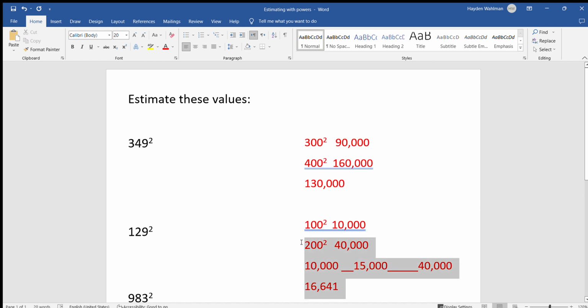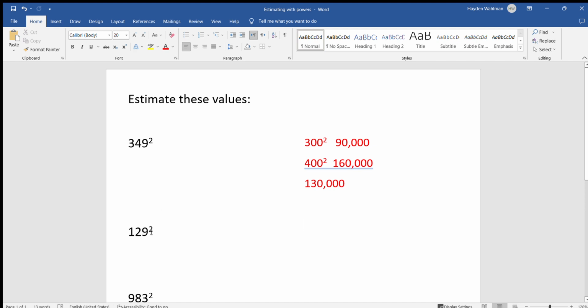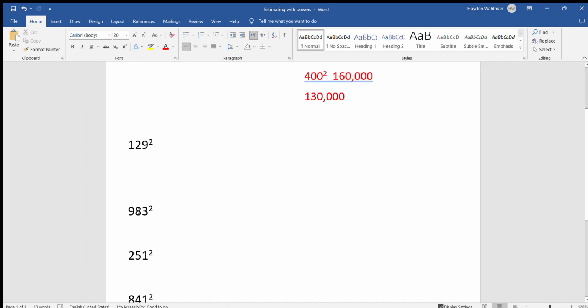And on the exam, they're going to give you pretty far apart numbers. So on the exam, if this was a question, estimate using 129, they're going to give you options that are pretty far off. So you're going to have to just give a rough estimate, okay? So don't worry about this too much.